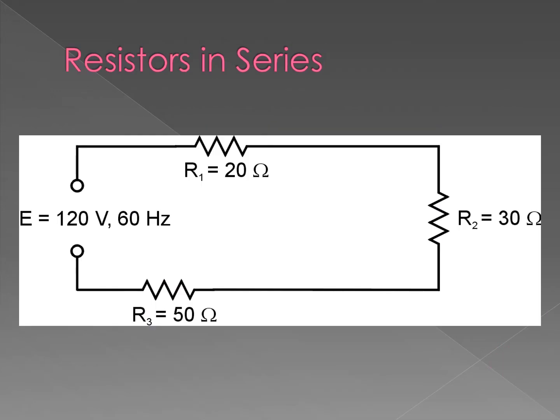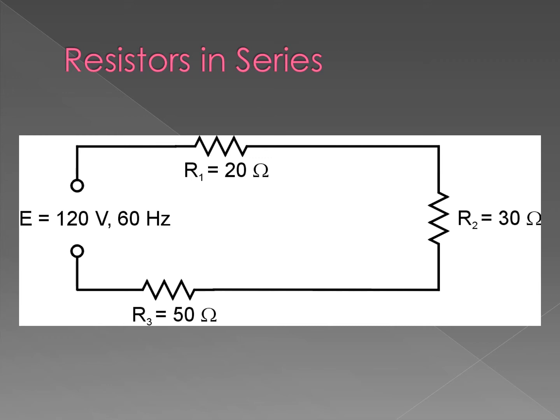Let's look at this example of a series resistive circuit. In here we have three different resistors of different values. One thing we should remember from first year is the fact that resistances in series are additive. That means R total is equal to R1 plus R2 plus R3. And in this case, that is 100 ohms.